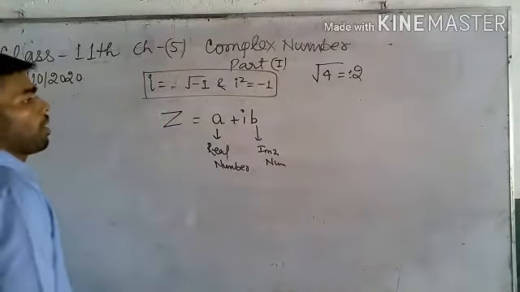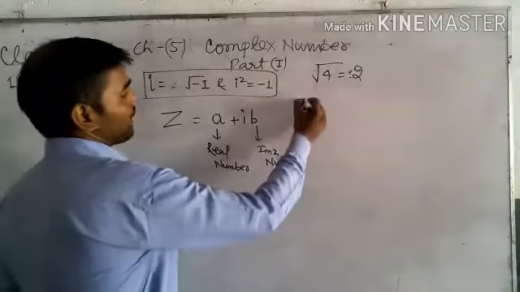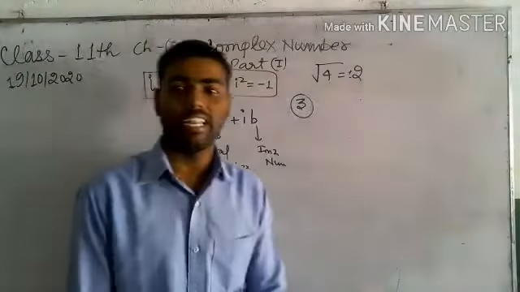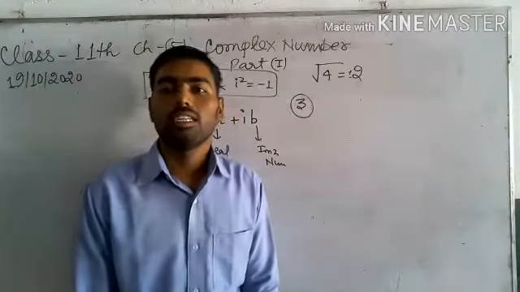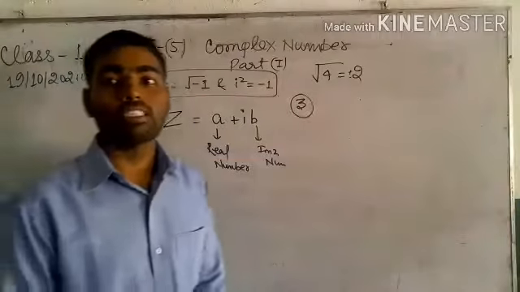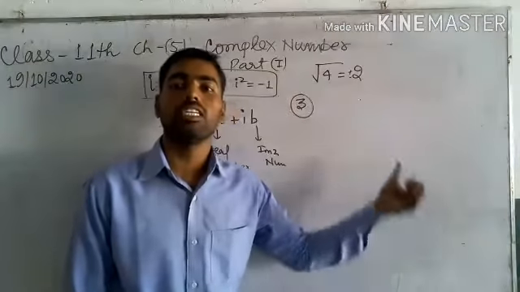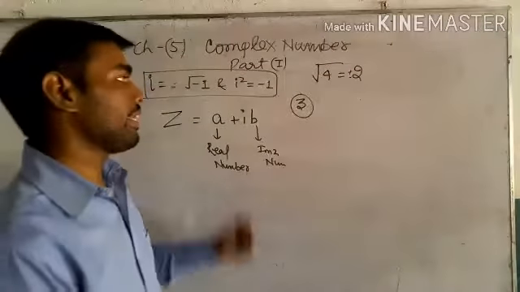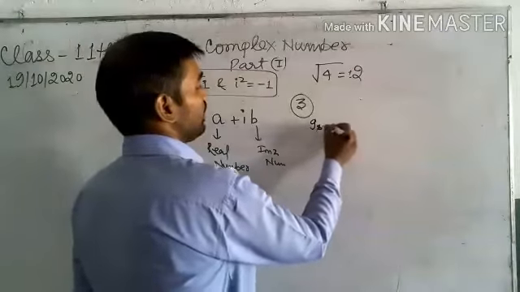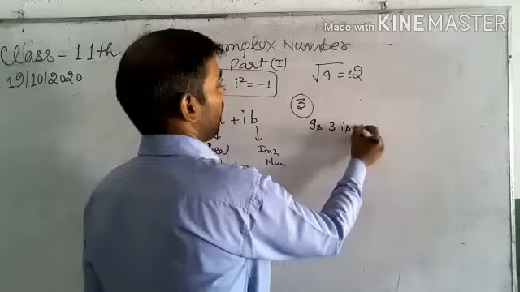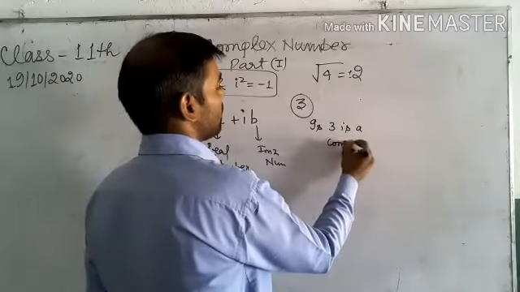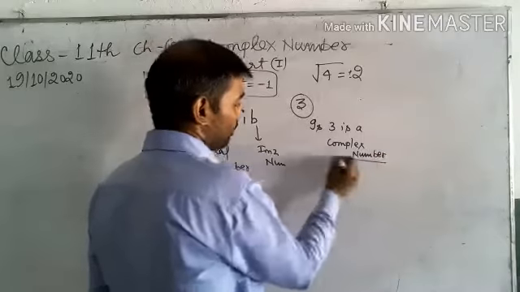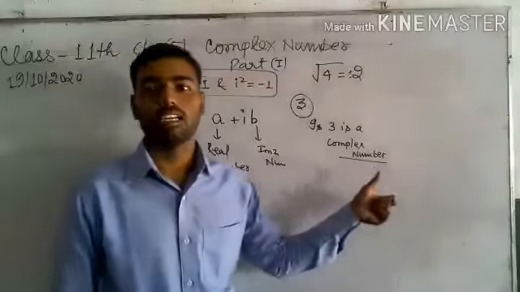Now 3 is a natural number, 3 is a whole number, 3 is a rational number. Is 3 a complex number? This is a question. Write the answer in the comment box.